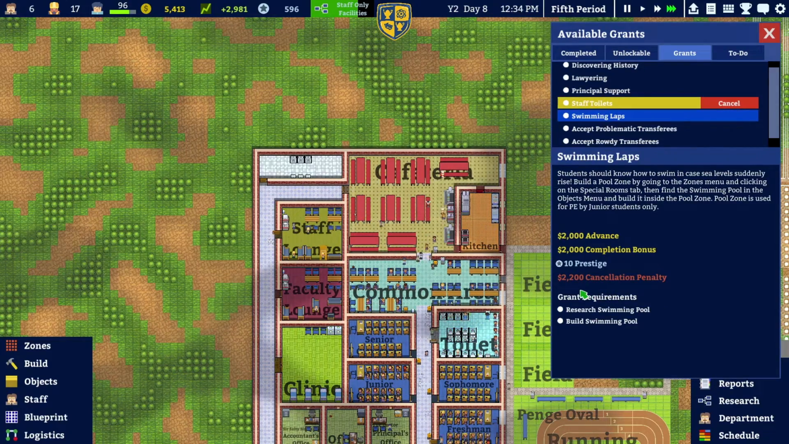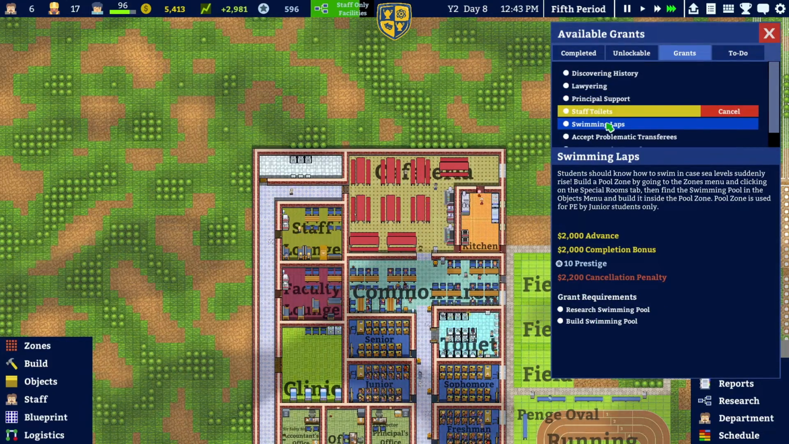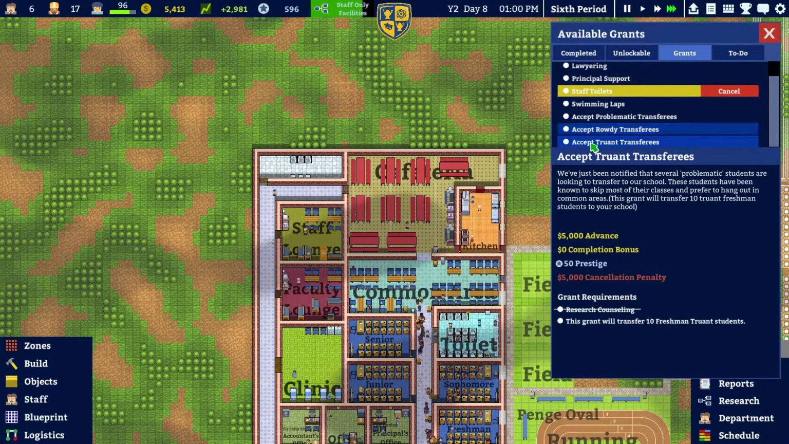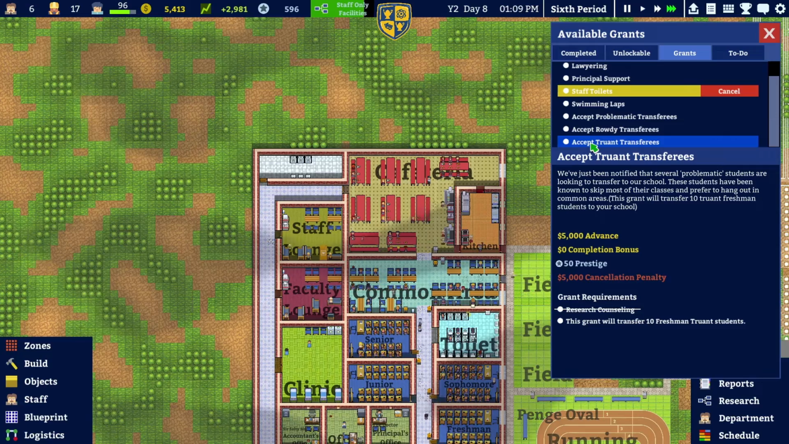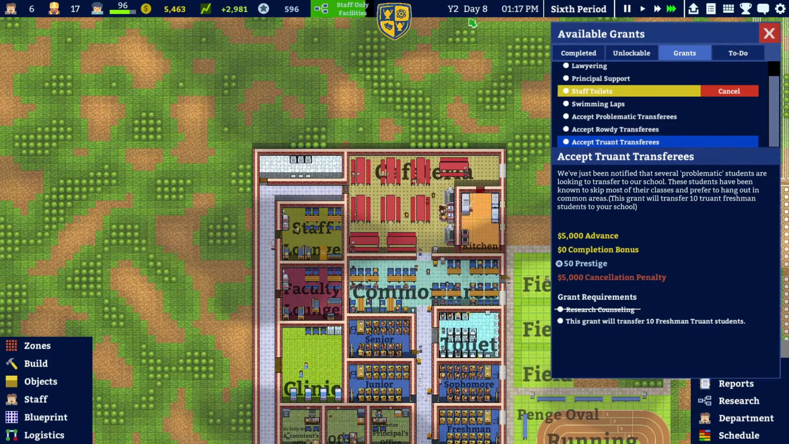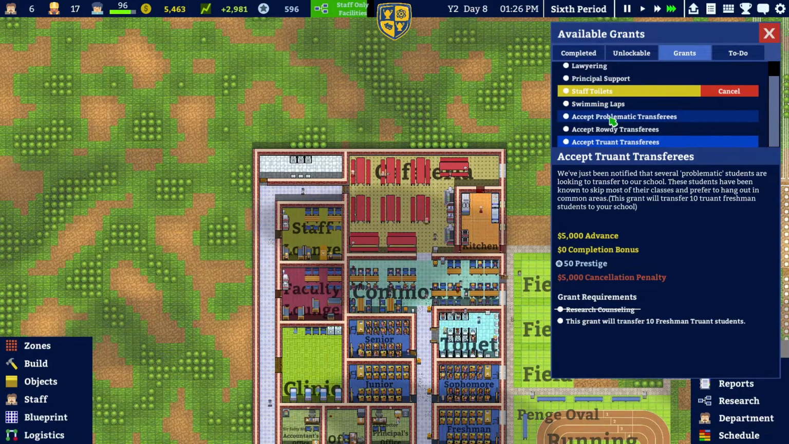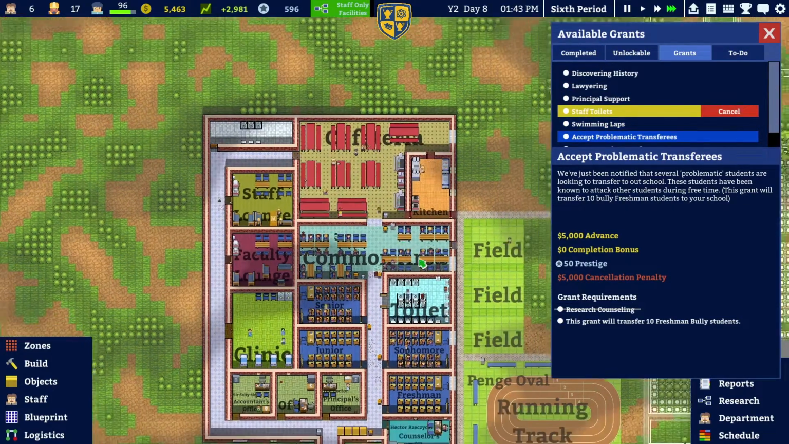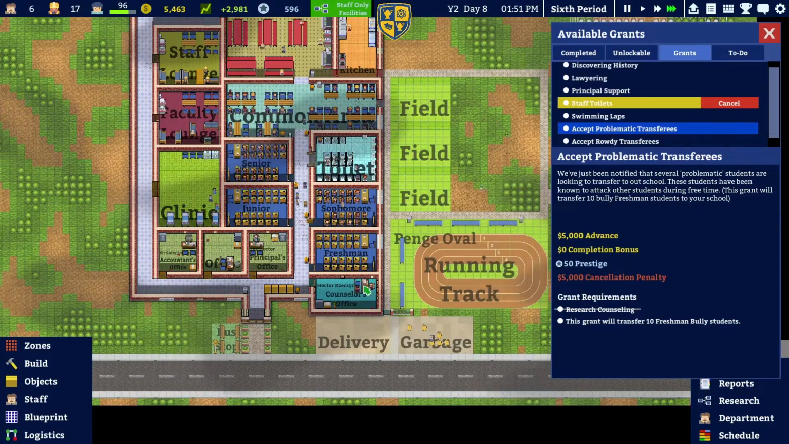Right, what's this? That is swimming pool. Okay, that's going to be relatively expensive. And then accept troublesome people. Yeah, do we want to do that? I don't know if we want to do that in our 3rd year. I think they might have to wait a little while until we've got a slightly better sort of network set up. But yeah, there we go.